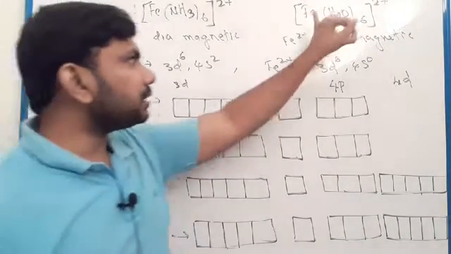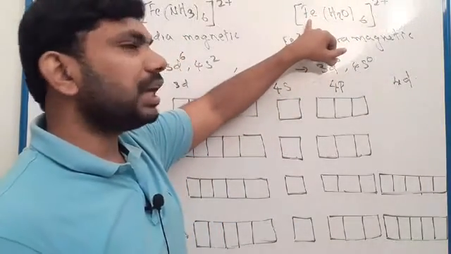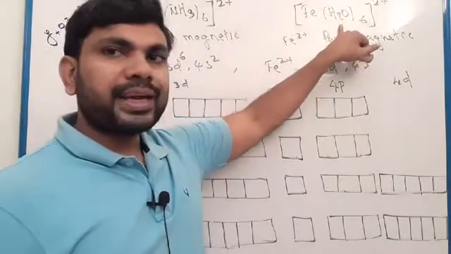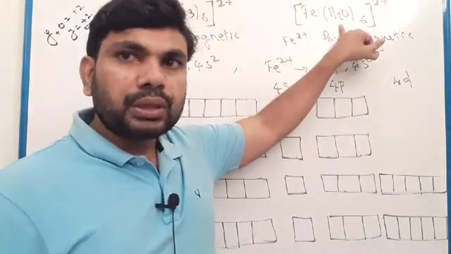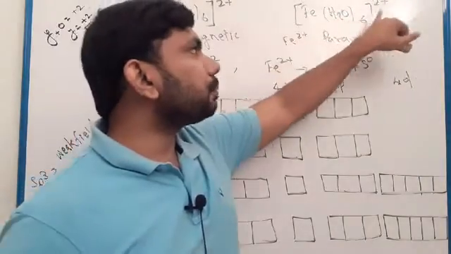Similarly, you can find the charge of iron here. It is an unknown value, you can put any letter, x. x plus 0, since H2O is a neutral ligand with charge 0, x plus 0 equals plus 2.